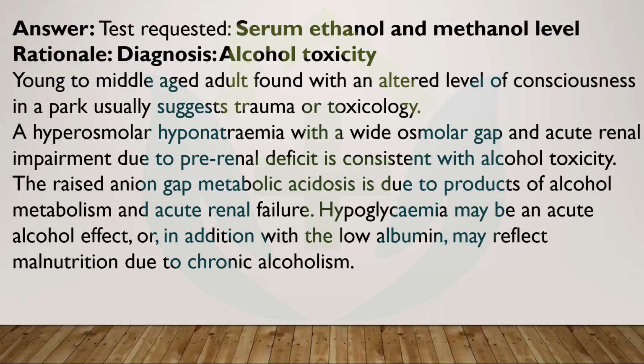A hyperosmolar hyponatremia with a wide osmolar gap and acute renal impairment due to the prerenal deficit is consistent with alcohol toxicity. Raised anion gap metabolic acidosis is due to the products of alcohol metabolism and acute renal failure. Hypoglycemia may be an acute alcohol effect. Hypoglycemia, you should consider a very important factor. Hypoglycemia is seen in alcoholism, and the low albumin may reflect malnutrition due to chronic alcoholism.